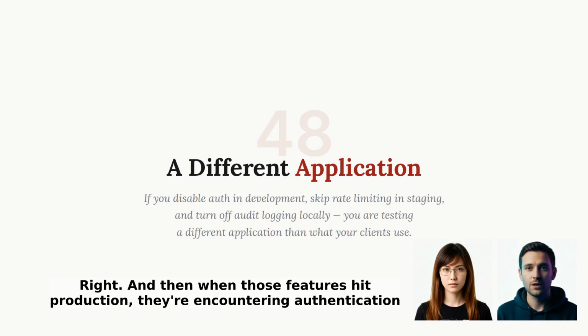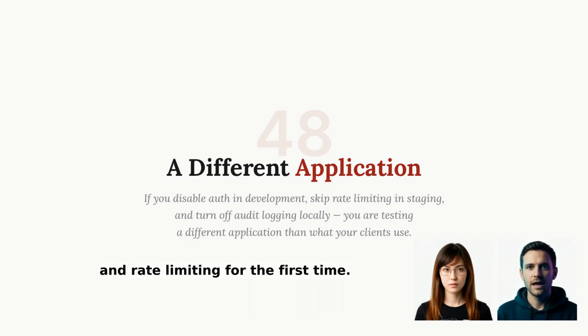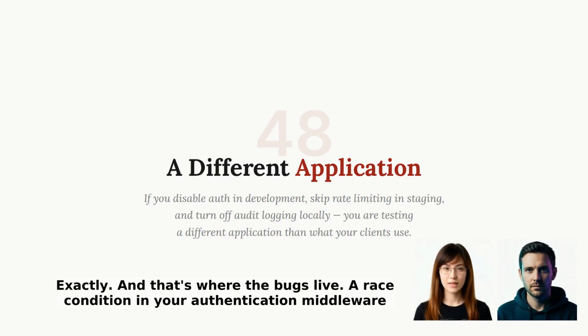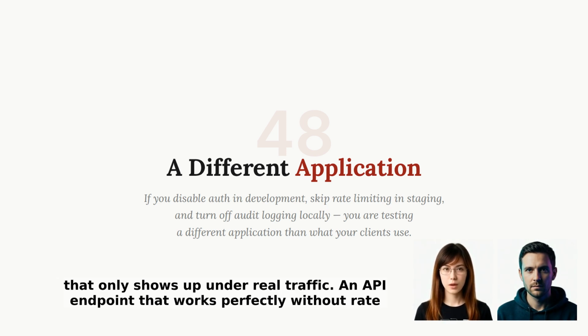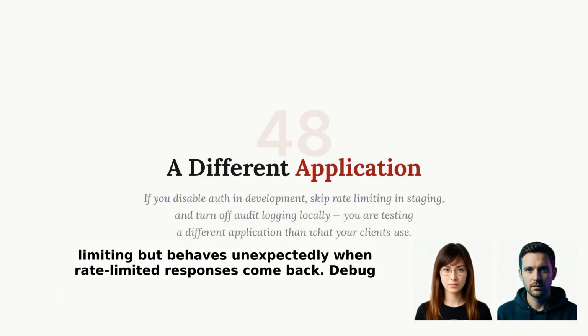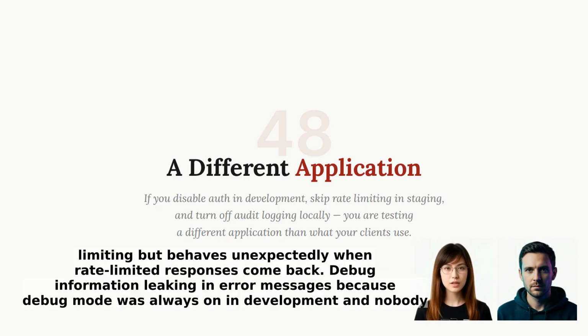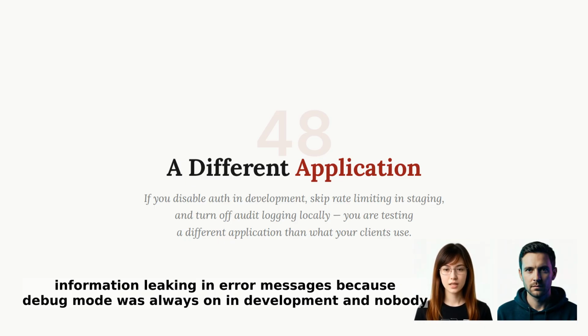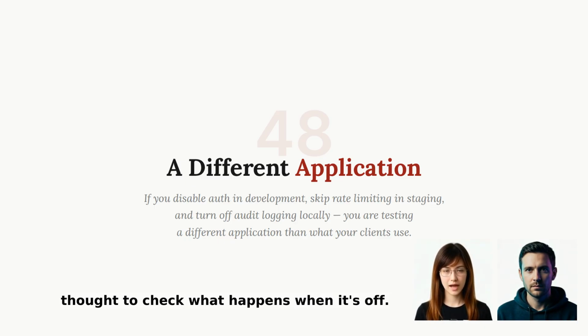Right. And then when those features hit production, they're encountering authentication and rate limiting for the first time. Exactly. And that's where the bugs live. A race condition in your authentication middleware that only shows up under real traffic. An API endpoint that works perfectly without rate limiting, but behaves unexpectedly when rate limited responses come back. Debug information leaking in error messages. Because debug mode was always on in development, and nobody thought to check what happens when it's off.